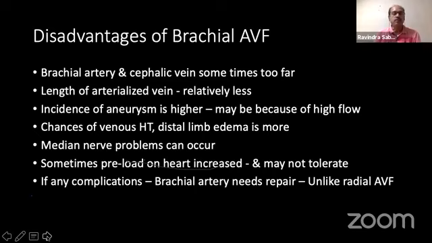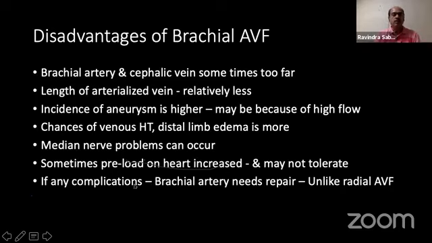But the disadvantage of brachial fistula is that the brachial artery and cephalic vein are sometimes too far off. There can be tension on the anastomosis. Length of the arterialized segment is relatively less, not like radial AVF. Incidence of aneurysm is higher because it's a high pressure system. Chances of venous hypertension and distal edema are more. The median nerve can sometimes cause a problem, because if it comes into the anastomosis and is damaged, it can have a problem. Sometimes because it's a high proximal fistula, the workload or the preload on the heart can increase, and then in a compromised cardiac patient, this can be a problem.